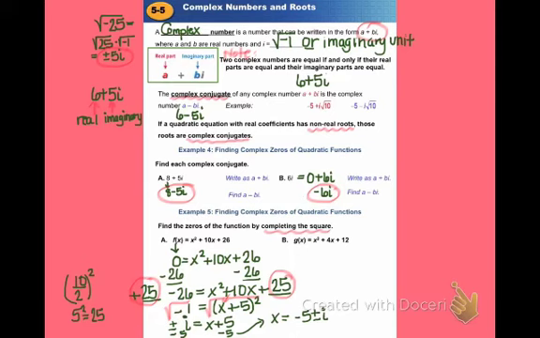So it's -5 plus or minus i. That really means there's 2 solutions. The one solution is -5 plus i, and the other one is -5 minus i. And those are my 2 solutions.